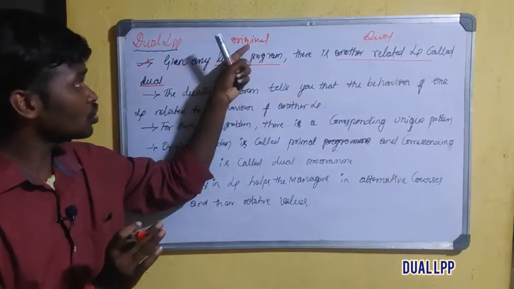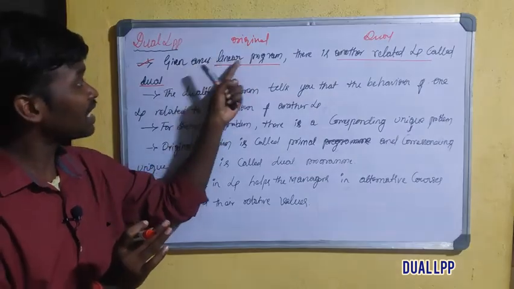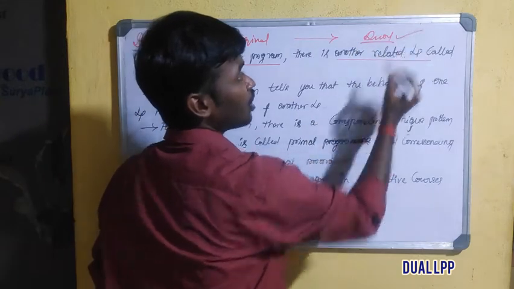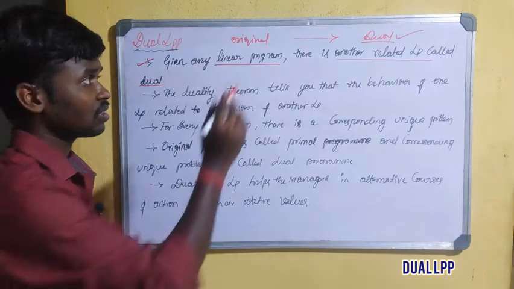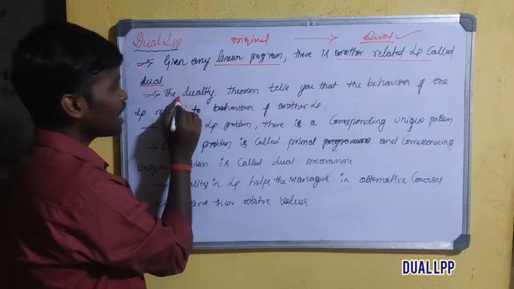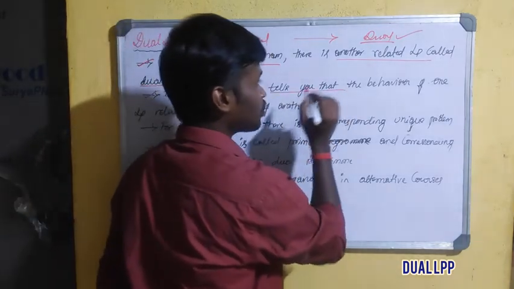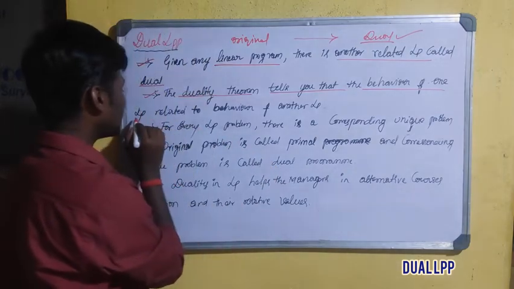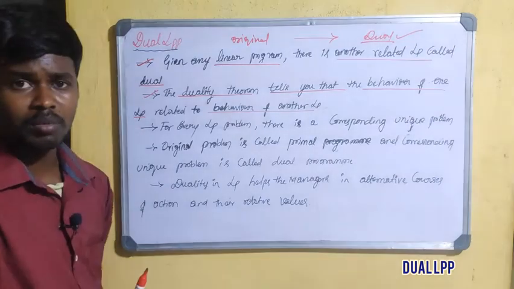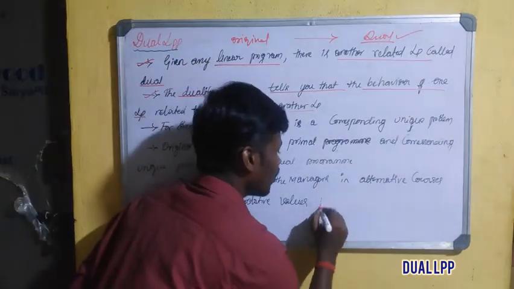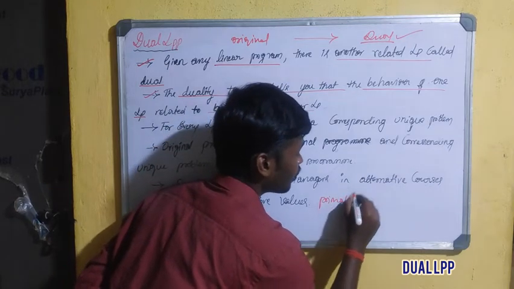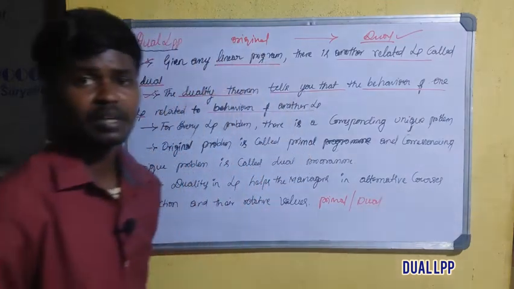For every original or primal linear programming problem, there is another linear programming problem called dual linear programming problem. That is called as duality theorem in LPP. Okay, see, the duality theorem explains the behavior of one linear programming problem with the behavior of another linear programming problem. Generally, we have to convert the primal linear program into a dual linear programming problem.